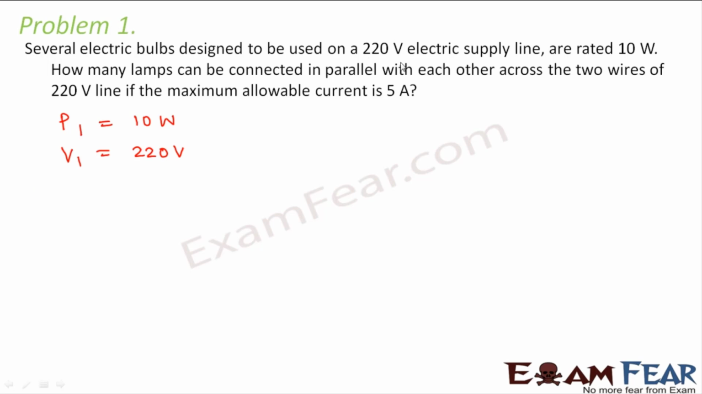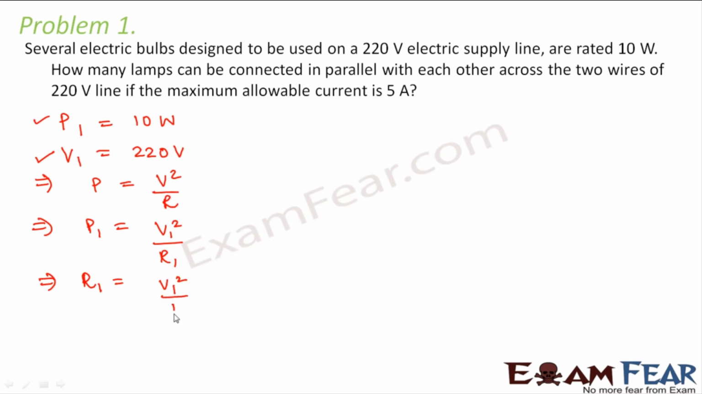Right? So using this value of power and potential difference, we can calculate the value of resistance. We know that P is equal to V square by R. So using this we can say P1 is equal to V1 square by R1. So from this we can calculate R1 as V1 square by P1, that is equal to 220 into 220 divided by 10. So this comes out to be 4840 ohms.